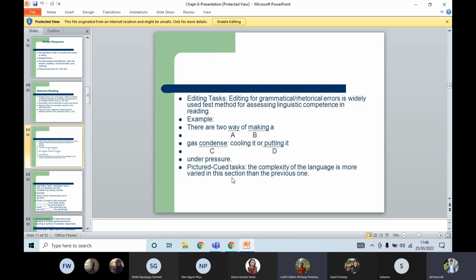There you find just the graphs, or just the type of pictures, where in option 1 you are given an incomplete picture, in option 2 you are given a bit more complete picture, and in option 3 you are recommended to complete that picture. So this is the pattern of the picture cue task type of test.